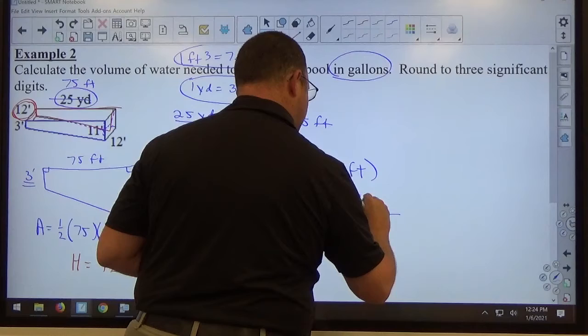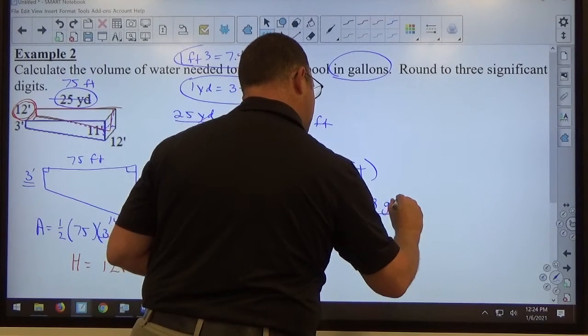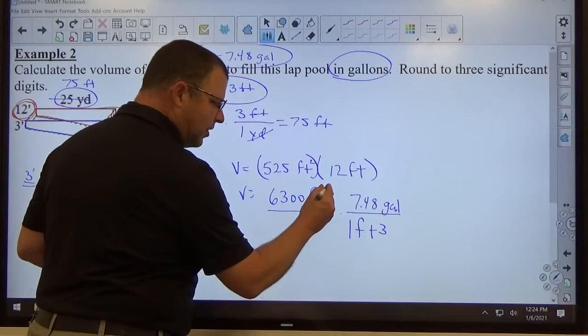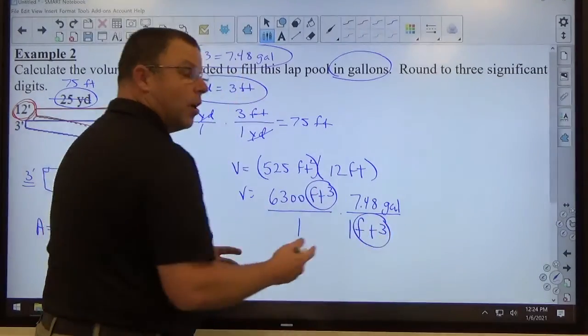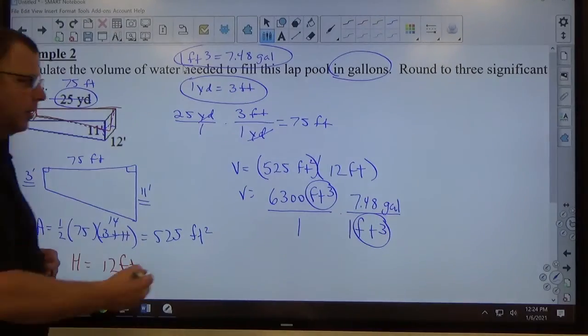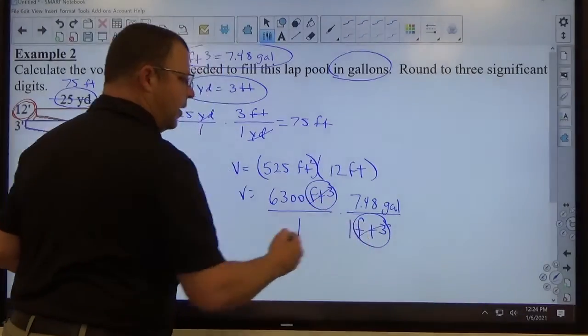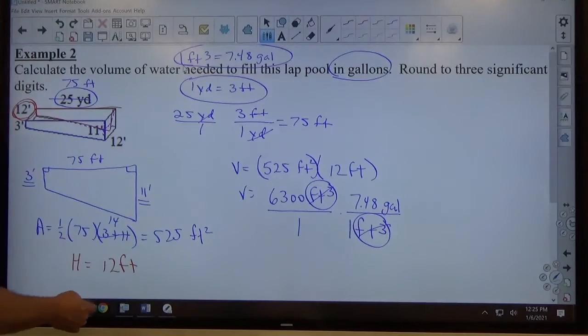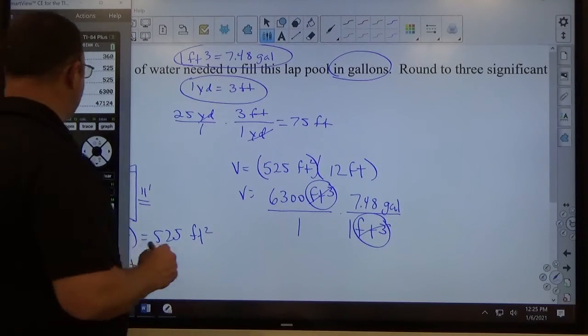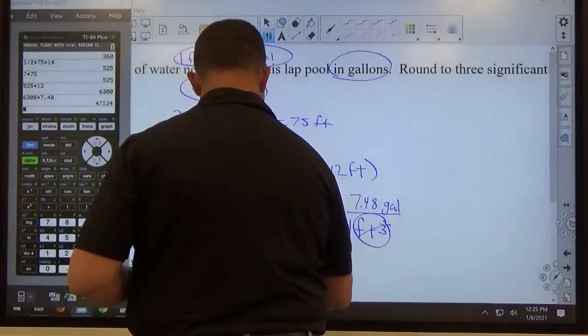Okay, so 7.48 gallons on top, 1 cubic foot on the bottom. And notice this says cubic feet, this says cubic feet. So it already has the proper unit there. There's no cubing of anything necessary. All right, this cubic feet cancels that cubic feet. We're left with 6,300 times 7.48. Everything's on top, so it's a multiplication. I end up with 47,124 gallons.